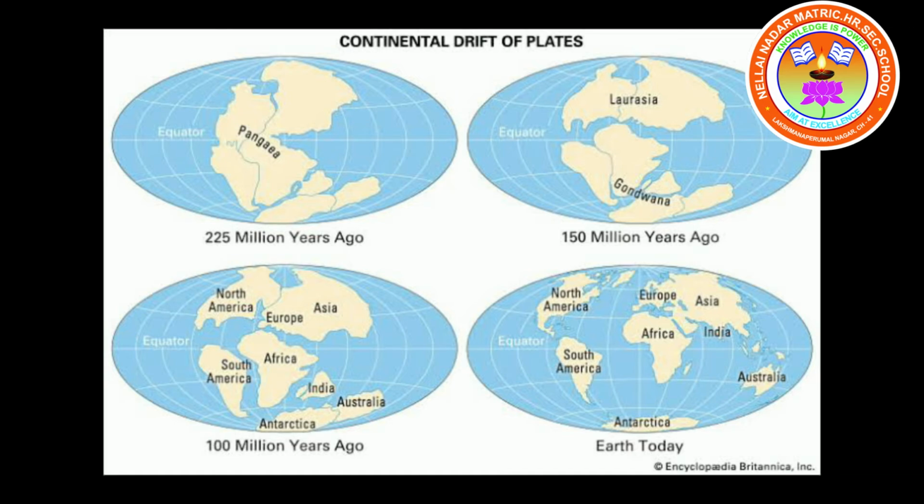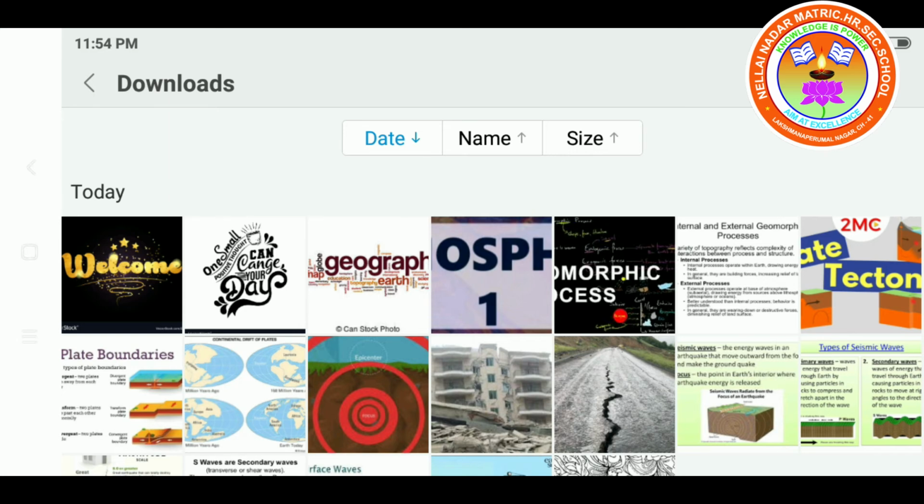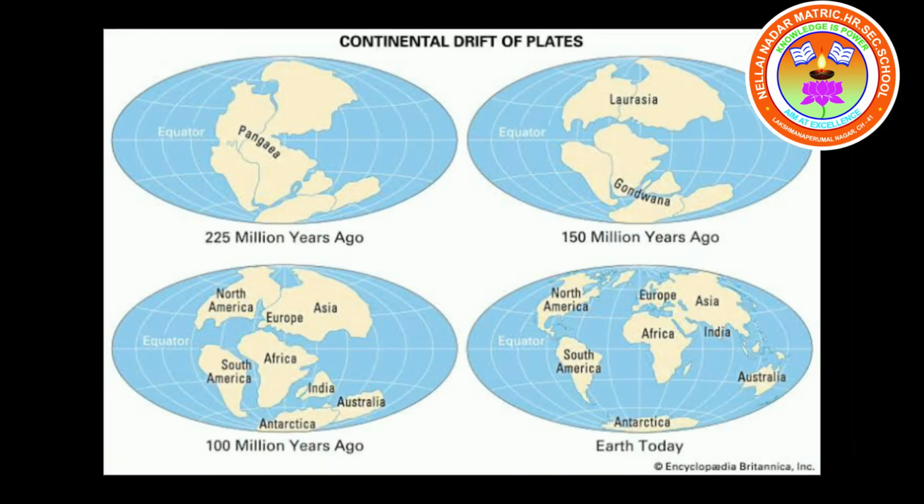In the world map, you can see North America, South America, Europe, Africa, Asia, Australia, Antarctica. These continents are familiar to you on the Earth today. But in the other three maps, the continental drift of the plates, how it was 100 million years ago, 150 million years ago, 225 million years ago, is clearly given, children. About this only, we are going to know about the movements of continental plates.